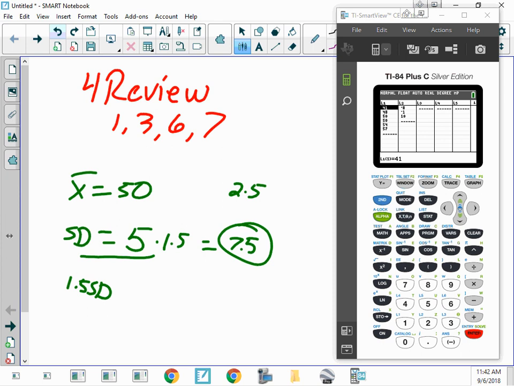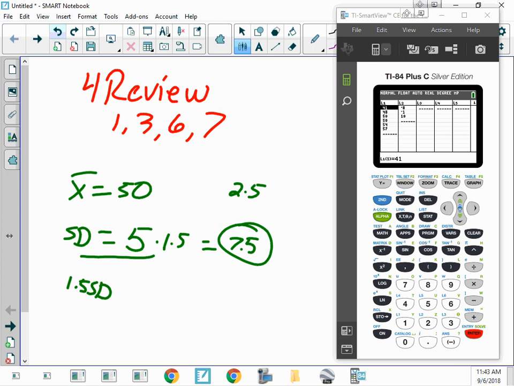So let's try 1. So 5 plus 1 is 6, and 5 minus 1 is 4. Are 2/3 of the entries between 4 and 6? How many of them are between 4 and 6? 1, 2, 3, 4. I only saw 3. But anyway, are 2/3 of them within 4 and 6? No. So let's try 3.